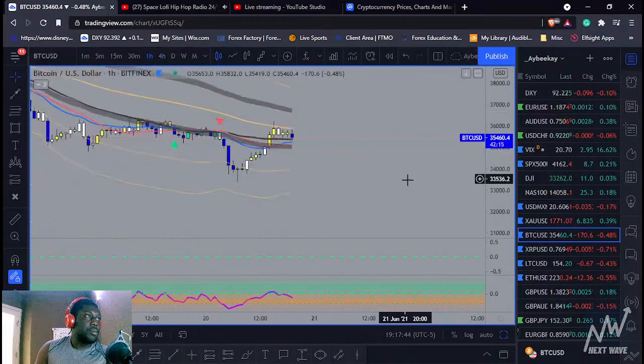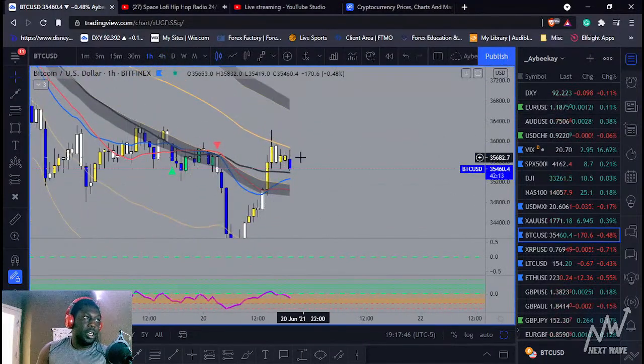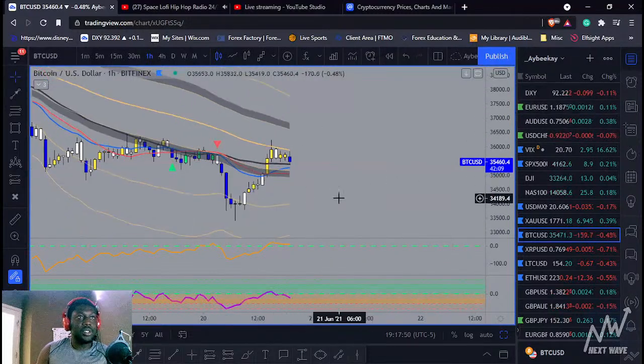I'm pretty sure the 1 hour has been called for a buy. Oh, never mind. It's barely about to call for a buy, but I'm not going to play this. I'm waiting for that retracement first.